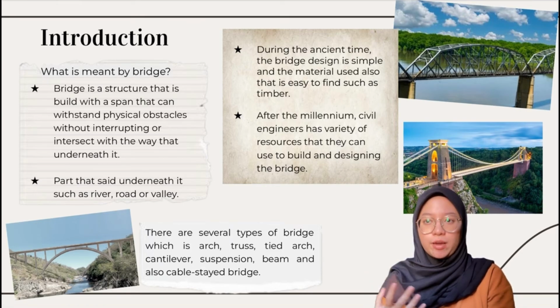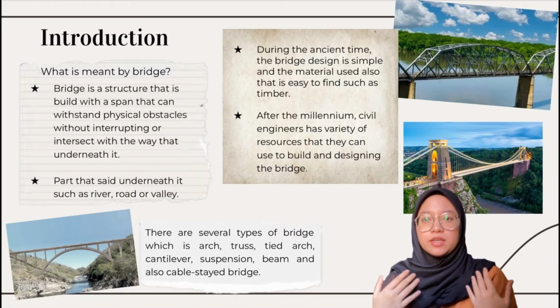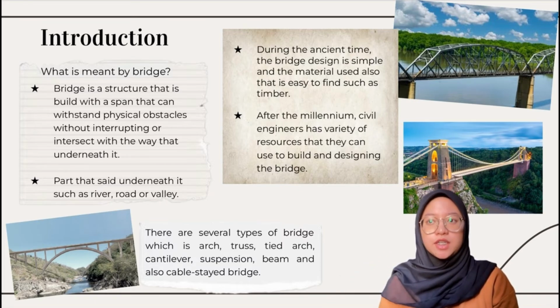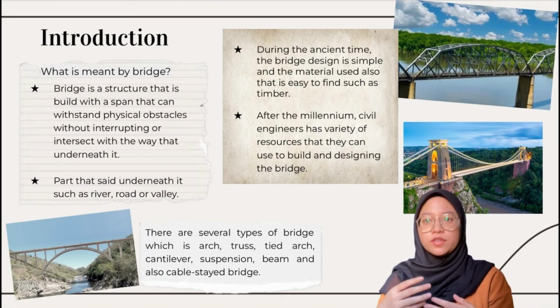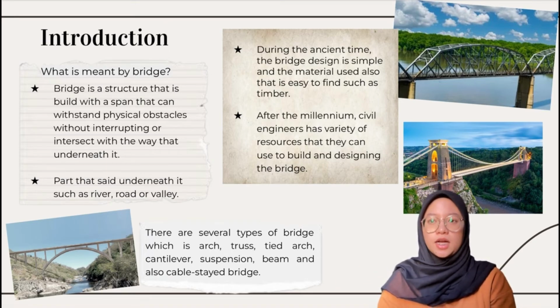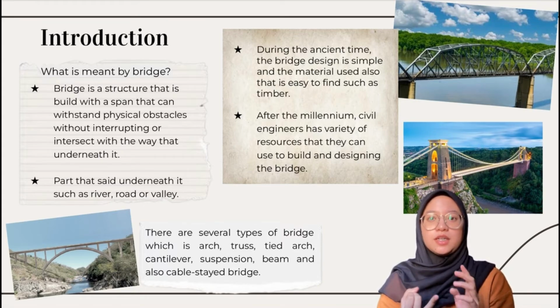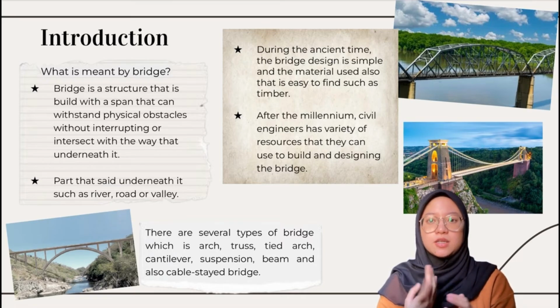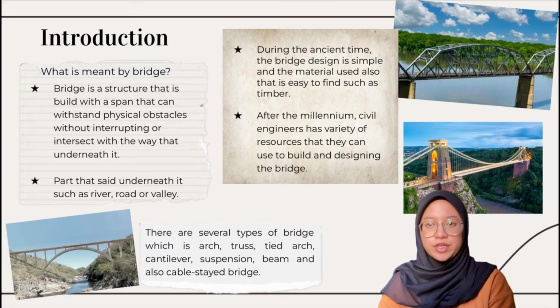During ancient times, the bridge design was a lot simpler, with the material used also easy to find, such as timber. After the millennium, civil engineers have a variety of resources that they can use to build and design bridges. There are several types of bridge, which are arch bridge, truss bridge, tied arch bridge, cantilever bridge, suspension bridge, beam bridge, and also cable-stayed bridge.